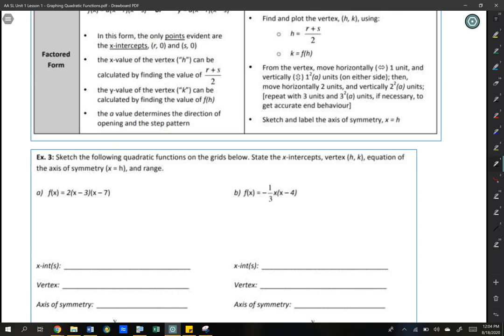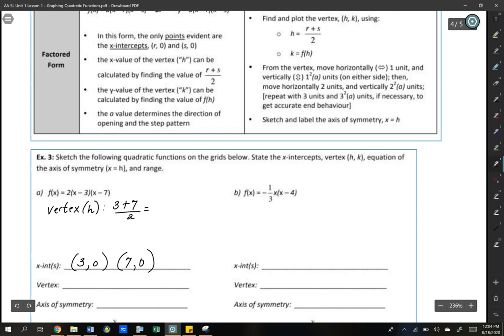Well, if we set x minus 3 equal to 0, x minus 7 equal to 0, we're going to get an intercept of 3, 0, and an intercept here of 7, 0. That was easy. If we want to know the vertex, we can just average the x-intercepts. So the vertex, the h part, 3 plus 7 gives us 10, divided by 2 gives us 5.